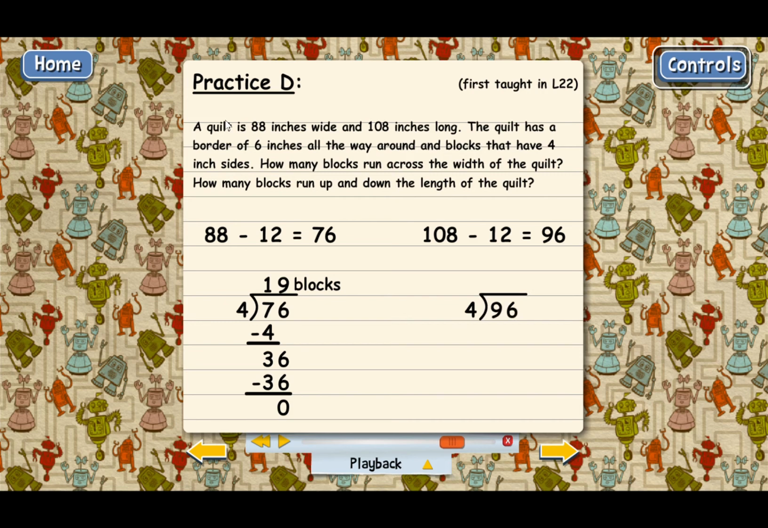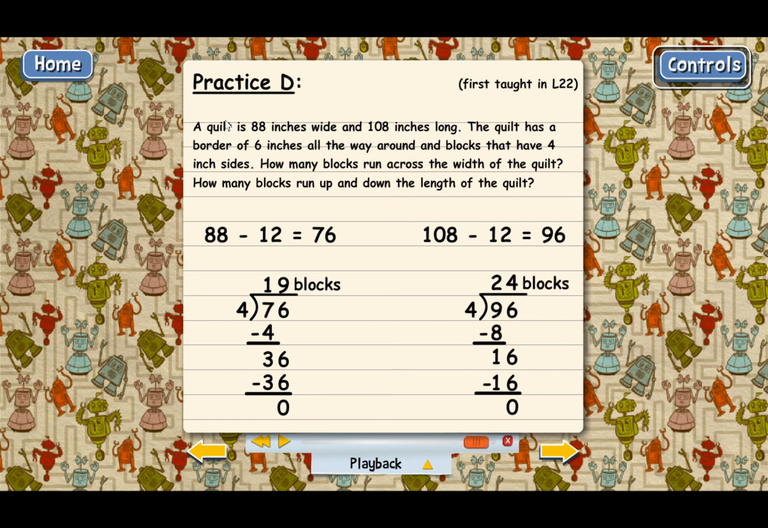And then to do that division, 4 goes into 9 2 times, put a 2 on top, and then 2 times 4 is 8. And then subtracting 9 minus 8 is 1. And then we bring down the 6. That makes the 1 into a 16. And then 4 goes into 16 4 times. And so we end up with an answer of 24, which means that the length of the quilt has 24 blocks running along it.